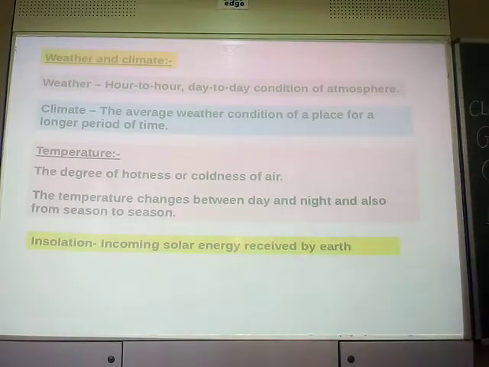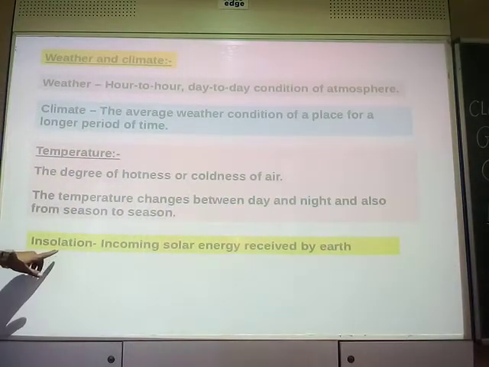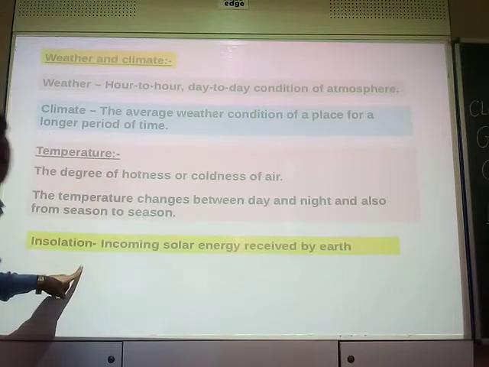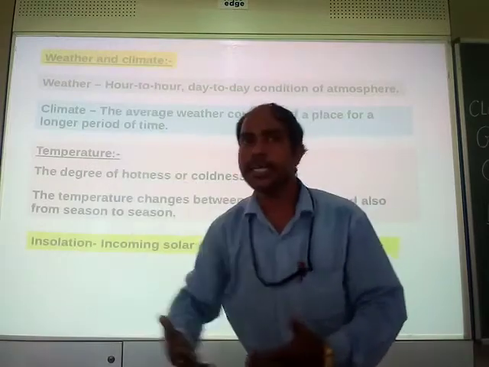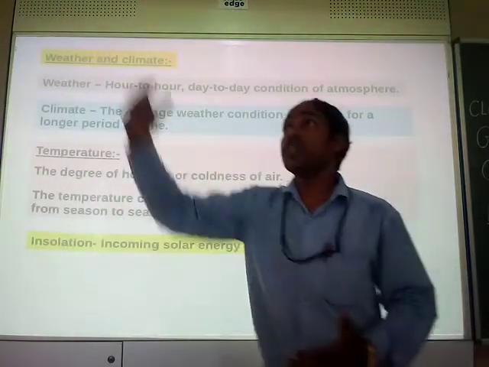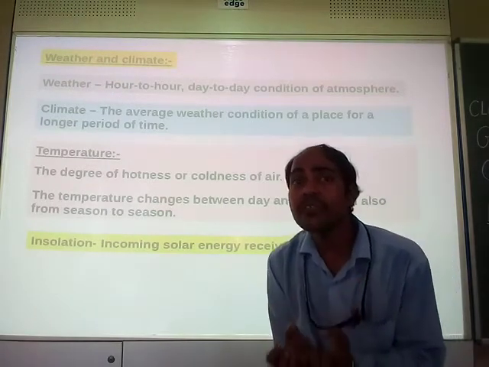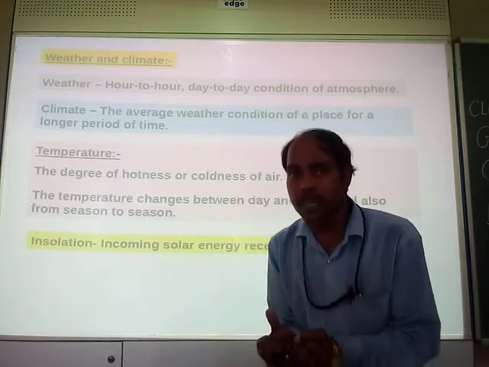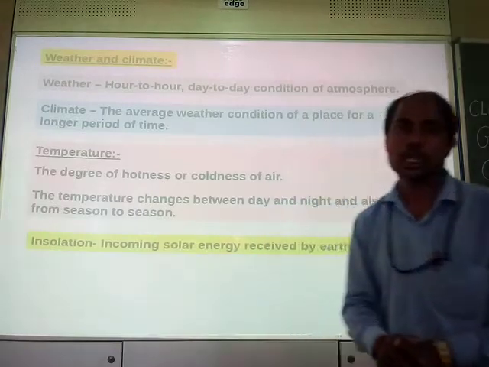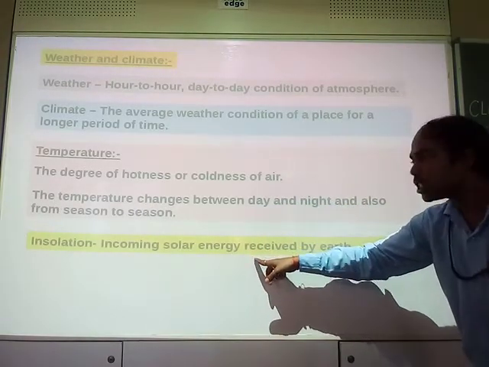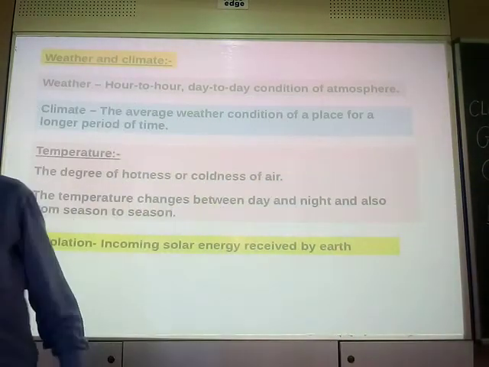Clear? Now one important term is insolation. Be very careful about this term. This is a very important term. The incoming solar energy, the sun's heat, the solar energy which enters into the earth, which is being received by the earth, which is being trapped by the earth, is insolation. So incoming solar energy received by earth is insolation.